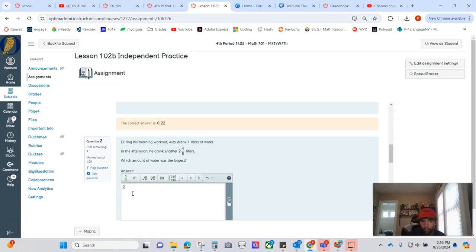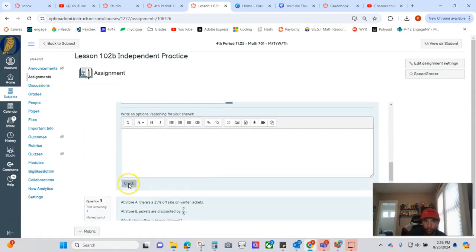So I will type the number 2. And then I'll type the fraction button. And then type 4. Click the bottom of the fraction, 8. And then click check.